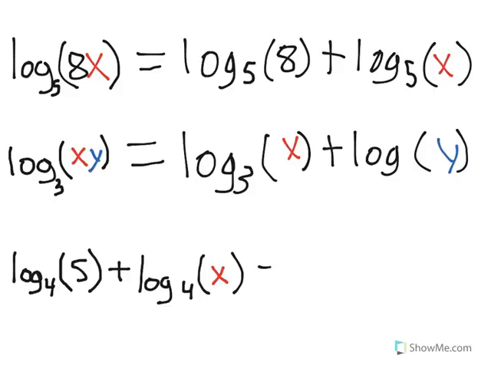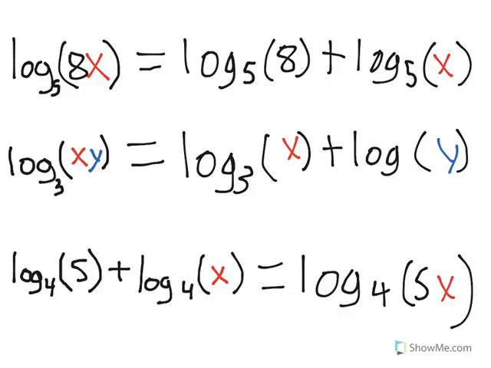And this one, well, it's backwards. So you can write this as a single log with 5 multiplying by x. Did you get it? Good job. Next rule.